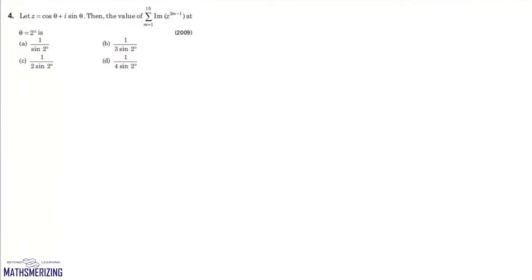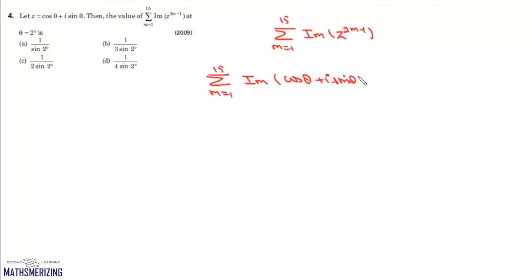Now let us take another question. The question is, let z equals cos theta plus iota sin theta, then the value of summation m varies from 1 to 15, imaginary part of z to the power 2m minus 1. So we can write this as summation m varies from 1 to 15, imaginary part of (cos theta plus iota sin theta) to the power 2m minus 1.